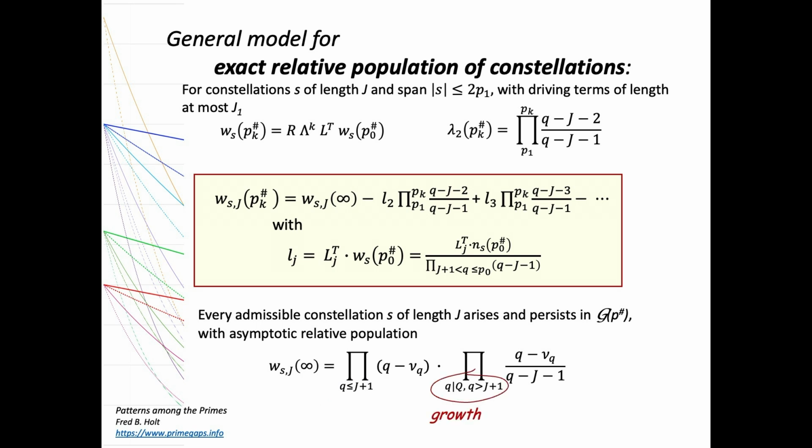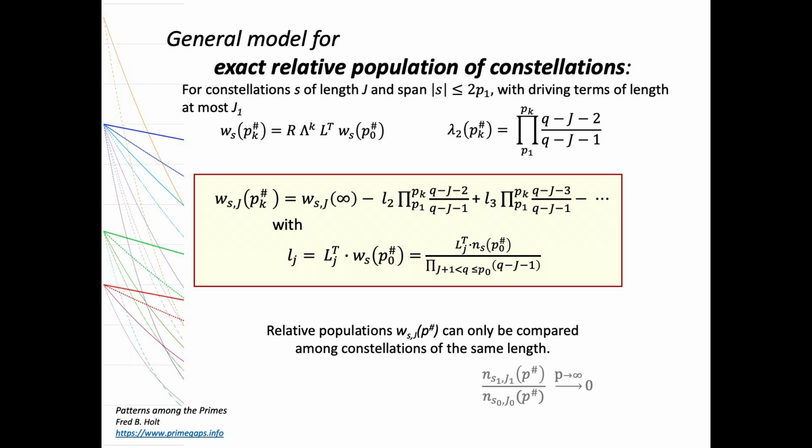Then the second product really determines the relative growth in a stronger sense. That once we're beyond, we know the constellation will survive. There are more copies than fusions in this range once Q is bigger than J plus 1. For different constellations, these factors will only vary by the divisibility amongst those primes dividing the spans within the constellation. So note the role of J here, the length J.